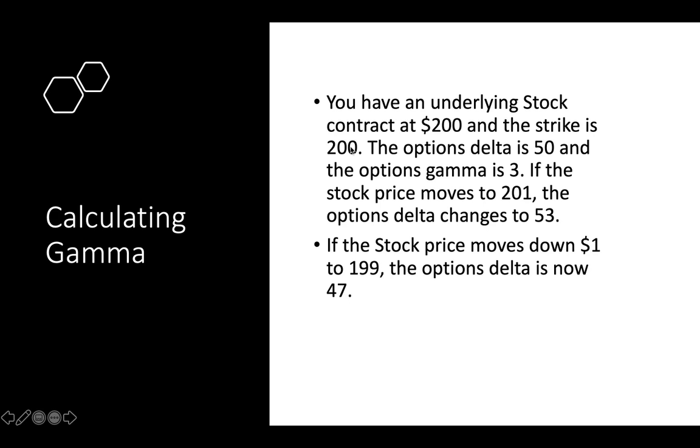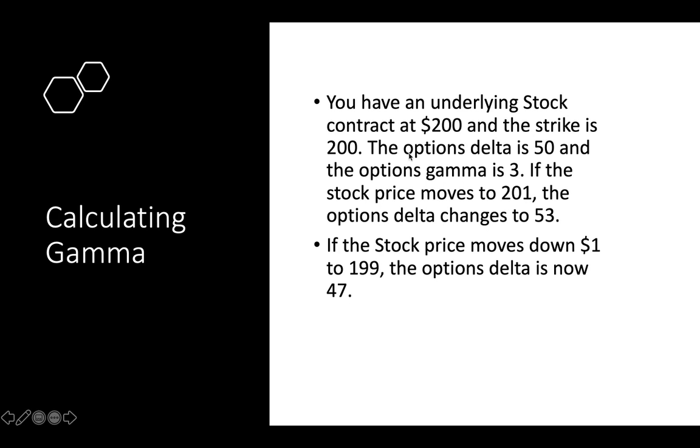Okay, so that means if we're at the money, the delta is right at 50. We have a 50 delta option contract. And if the gamma of that particular options contract is 3, and we experience a 1 point move in the stock, so now the stock went from $200 to $201, the option's delta would change to 53.